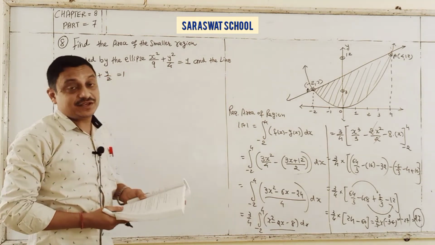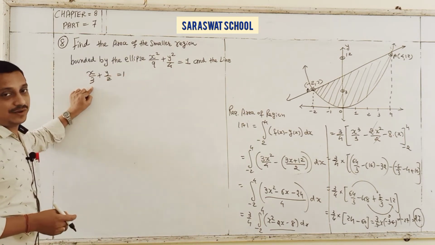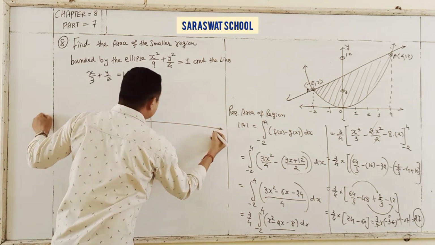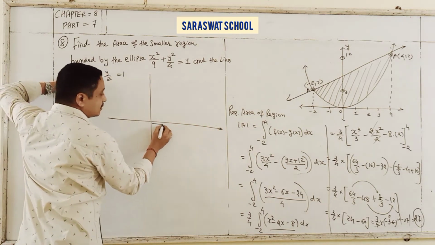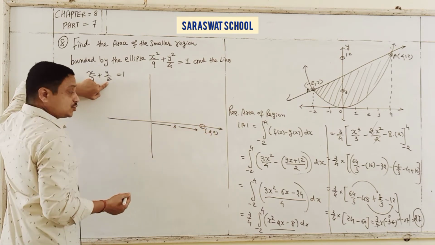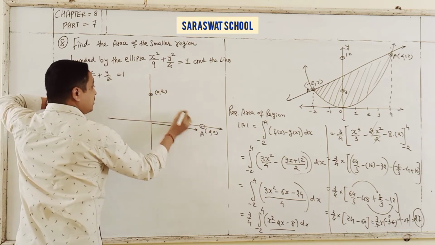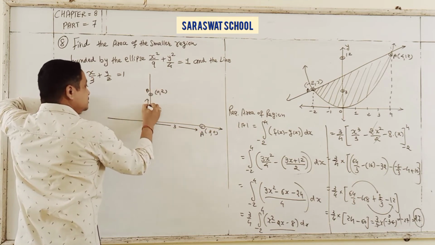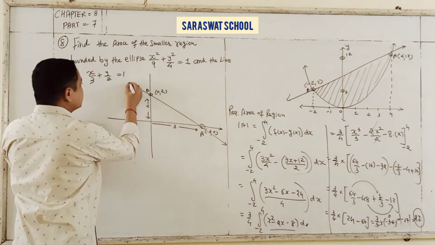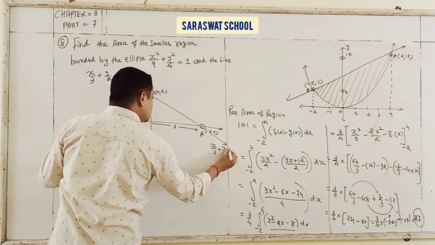Students, here the ellipse is given, x square by 9 plus y square by 4 is equal to 1, and the line x by 3 plus y by 2. Very easy, you can plot the drawing first. Taking X at a distance of 3, just like here. Taking Y at a distance of 2, just like here. A point, B point, it is a distance of two. And connecting both, the line is ready: x upon 3 plus y upon 2 is equal to 1.